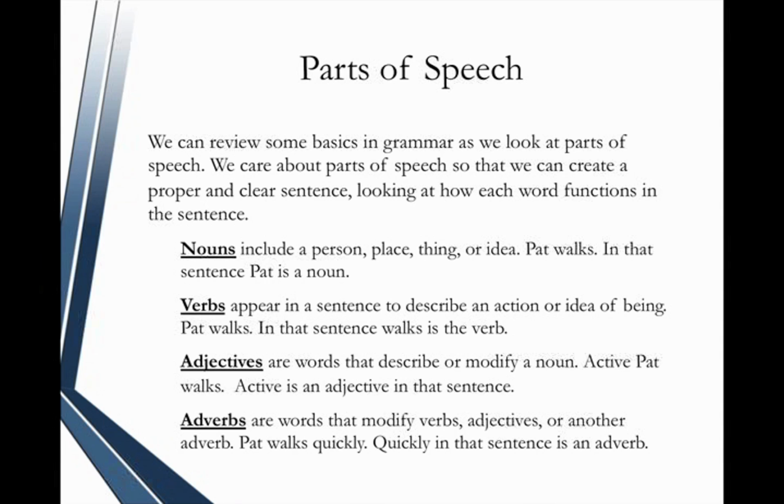Adjectives are words that describe or modify a noun. Active Pat walks. Active is an adjective in that sentence. Adverbs are words that modify verbs, adjectives, or another adverb. Pat walks quickly. Quickly in that sentence is an adverb.